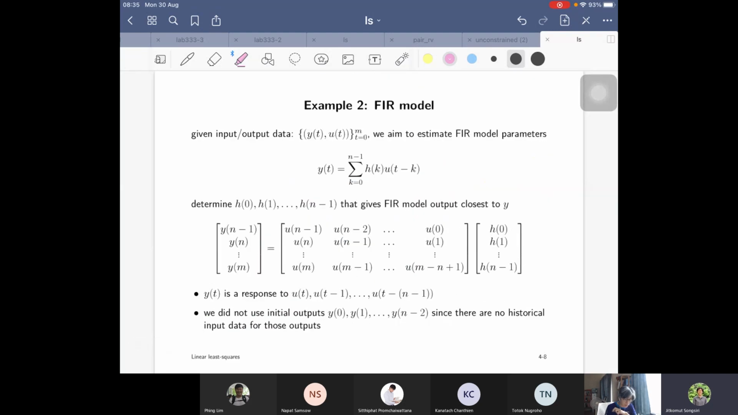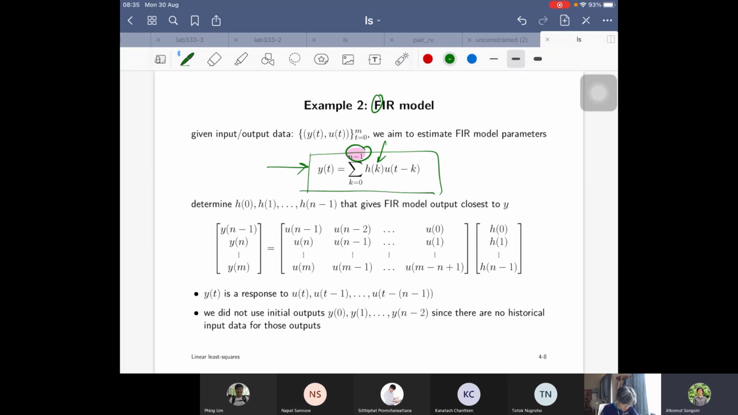Now, take a look at the second example, finite impulse response model. So please remember that when you use the FIR model, you assume to explain the relationship between input and output using this convolution relationship, but you assume that your impulse response h_k is non-zero up to degree n-1. That is why it's called finite.